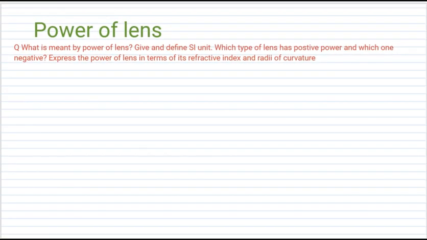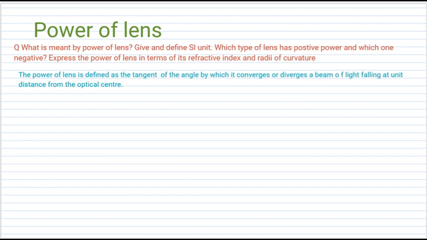Fine. So on this note, we can start power of lens. Now, in this topic, we will study what is meant by power of lens. We will define its SI unit, and we will categorize the lens which has positive power and which one has negative power. And then finally, we will express the power of lens in terms of its refractive index and the radius of curvature or radii of curvature.